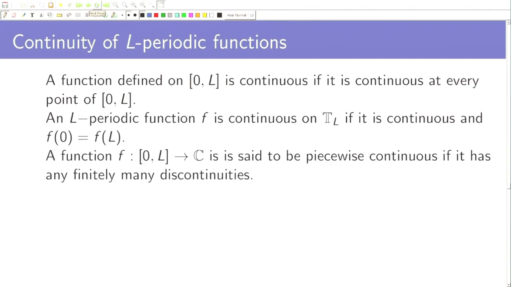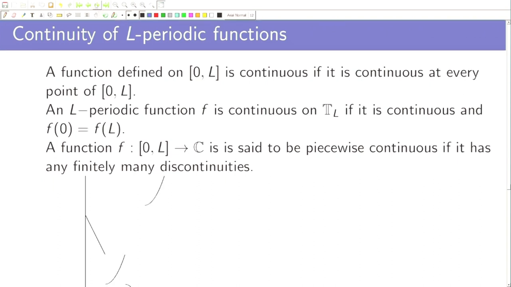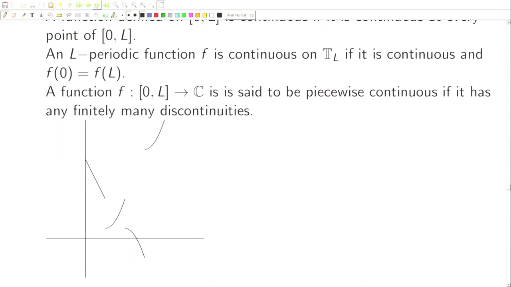Okay, a function from 0 to L to C is said to be piecewise continuous if it has finitely many discontinuities. So, this is a picture of a piecewise continuous function. You can see that at this point it has a discontinuity, this point a discontinuity, at this point a discontinuity, and then if I take this as my L, then you cut and paste like this. So now it has finitely many discontinuities.